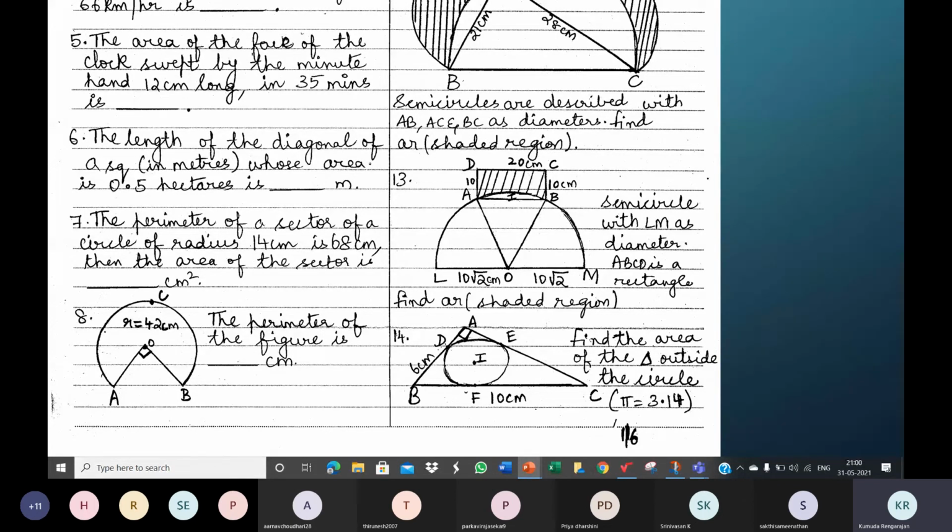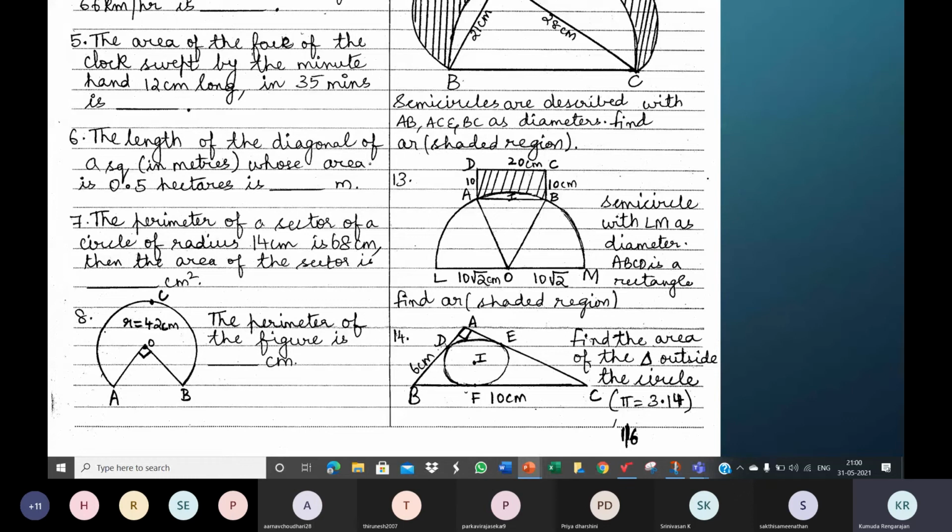After that, you need to do something else. I'm not telling you, do it like this. Join IA, join IB, join IC. And you understand, children, the I is the incenter there. Join IA, IB, IC. Then you need to also do something else.